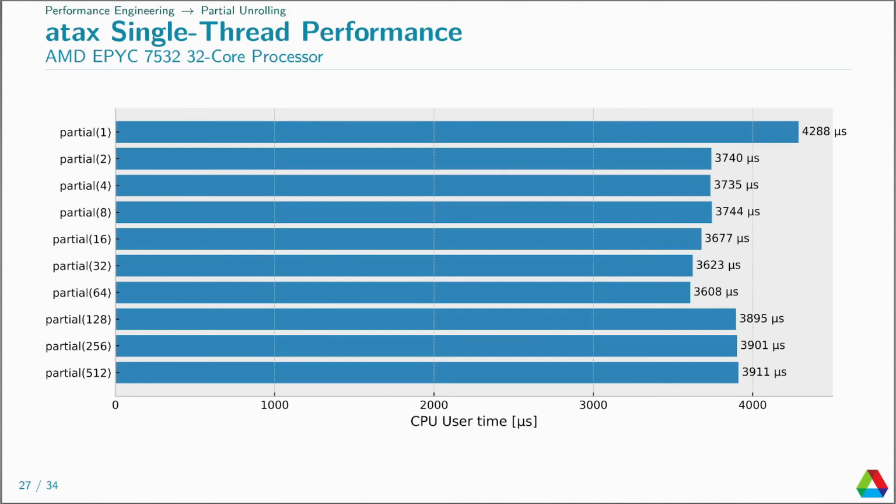So if the innermost loop contains instructions that will not fit into the L1 cache, you get a lot of L1 cache misses. I tested other processors as well, but none of them showed really any sensitivity to the unroll factor. So the AMD processor was the best to show this.